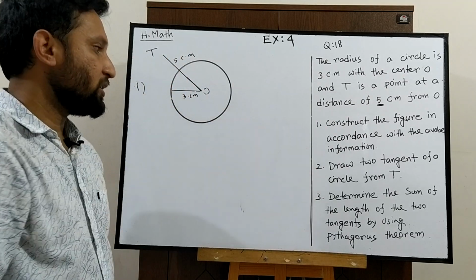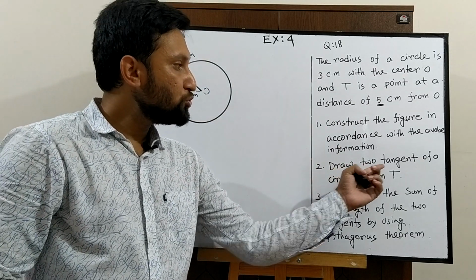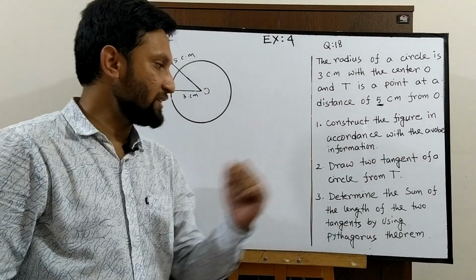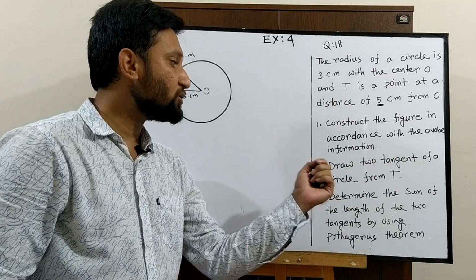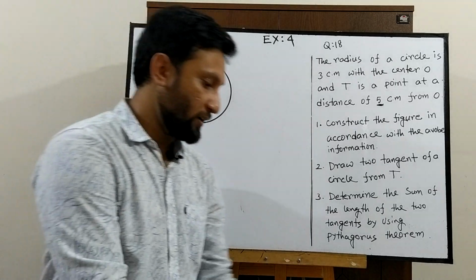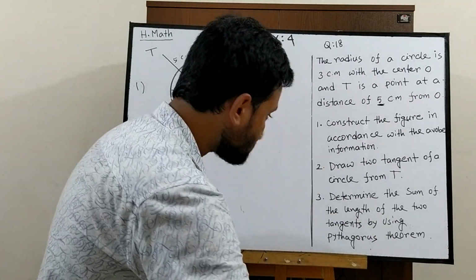Okay. Now the second one: draw 2 tangents of a circle from T. Okay. Now for 2.